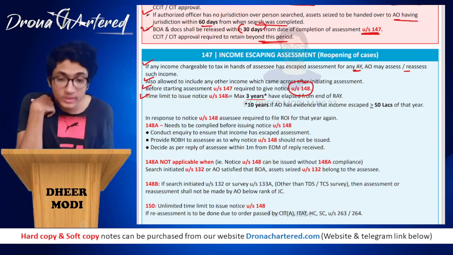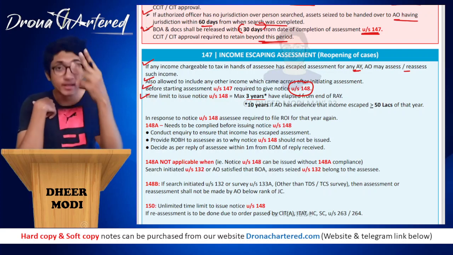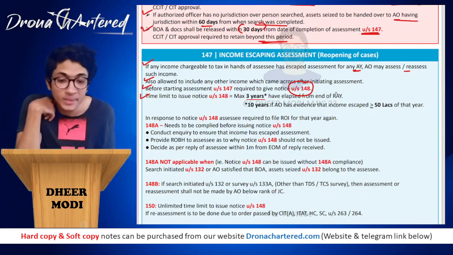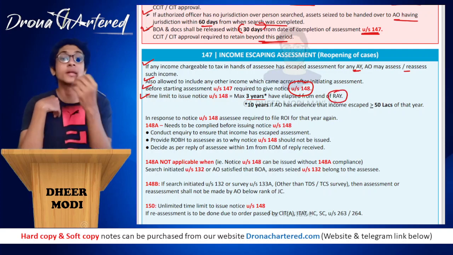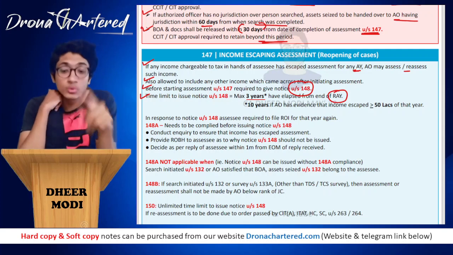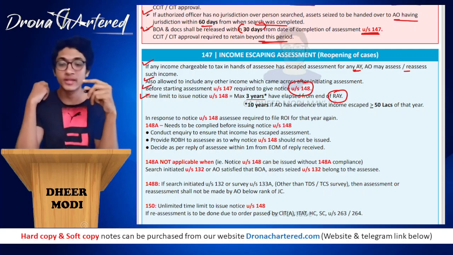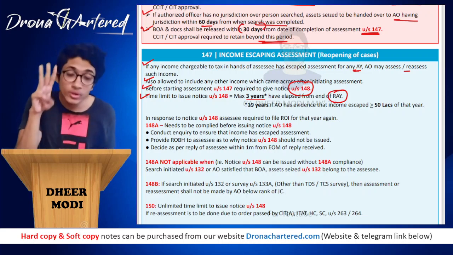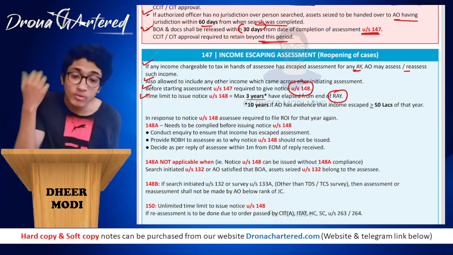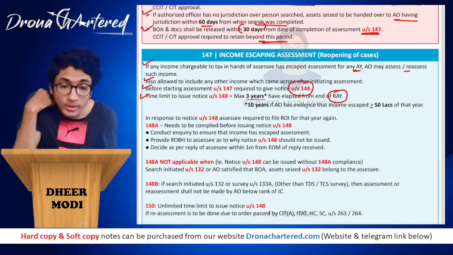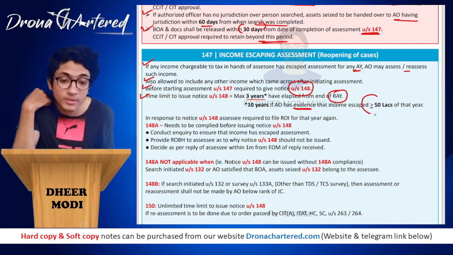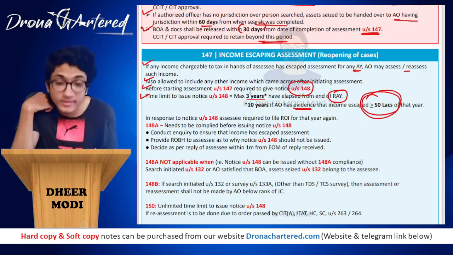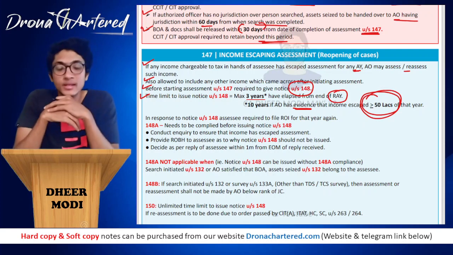The time limit to issue notice under section 148 is 3 years and 10 years. It will be a maximum of 3 years that can have elapsed from the end of the relevant assessment year. Whichever relevant assessment year the AO feels the income has escaped assessment, he will have to do it within a maximum of 3 years. However, if the AO has evidence that the income escaped is greater than 50 lakhs for that year, instead of 3 years it will become 10 years.